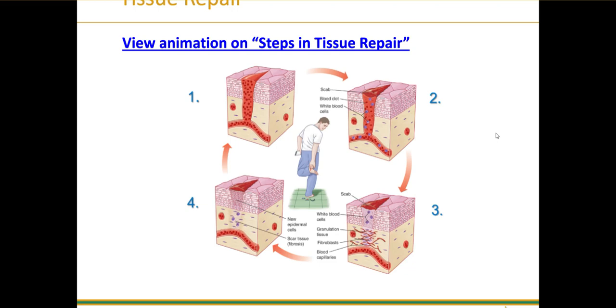If you look at the animation on page 83, you'll see that a cut occurs. You have a blood clot, a scab that starts to appear, and white blood cells, which help with any type of infection. Then if you go down here, you have different types of tissue that are starting to build up. The white blood cells are starting to come towards the top. Here you have more closure. You have new epithelial cells that are replacing the white blood cells.